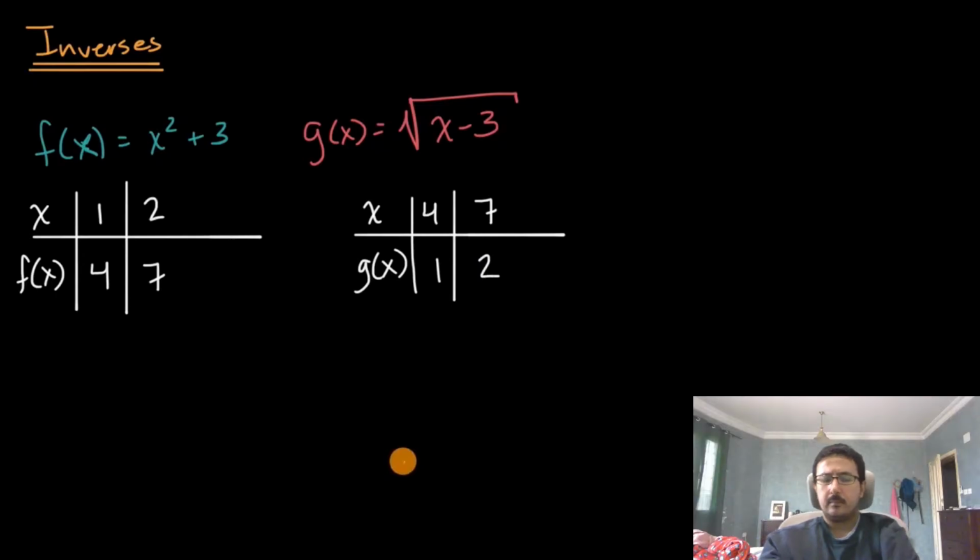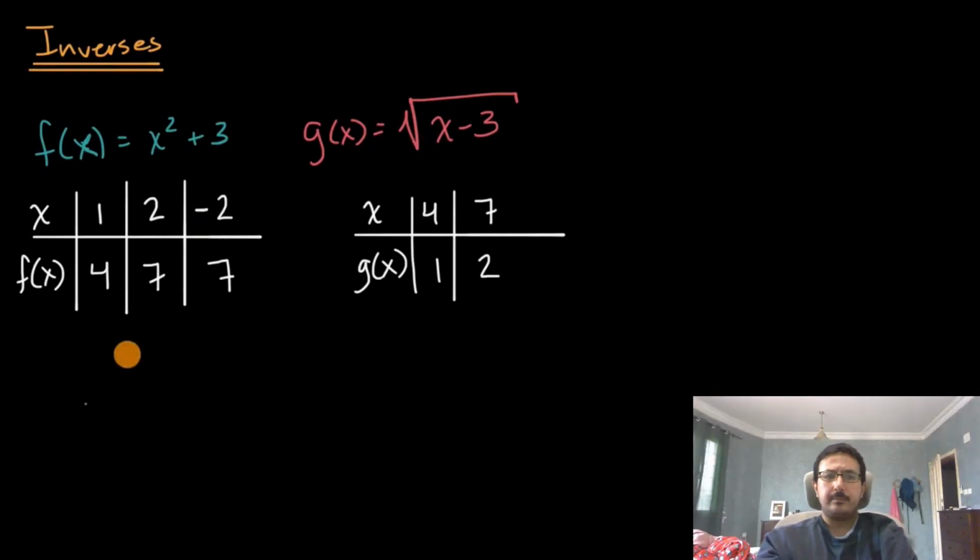But then what happens if we try a negative value? Pause the video and think about that. So let's do that. Let me put a negative 2 right over here. Now if I have negative 2 squared, that's positive 4 plus 3 is 7, so I have 7 here. But we already know that when we input 7 into g, we don't get negative 2, we get 2. In fact, there's no way to get negative 2 out of this function right over here.